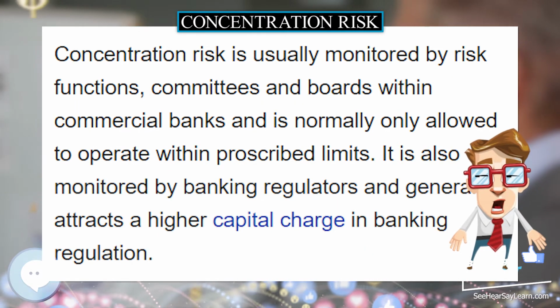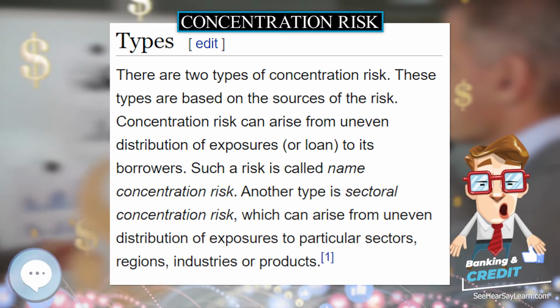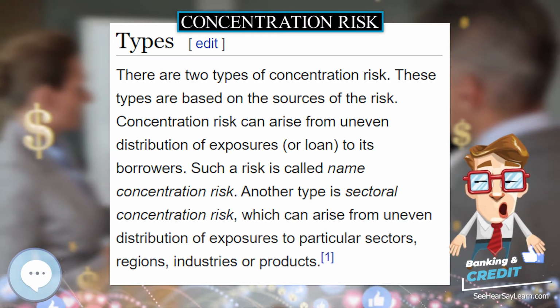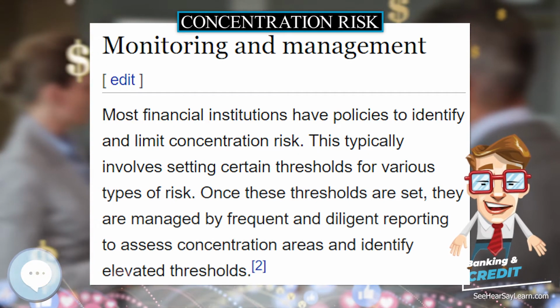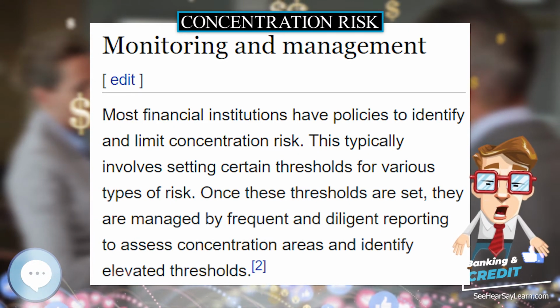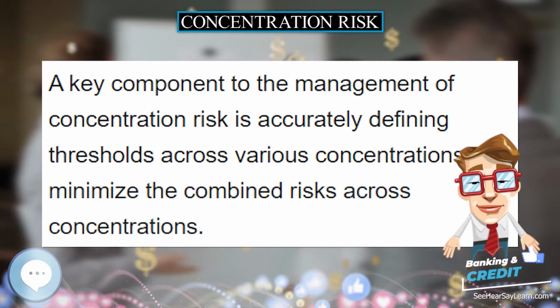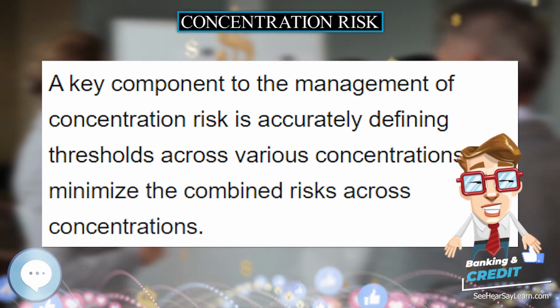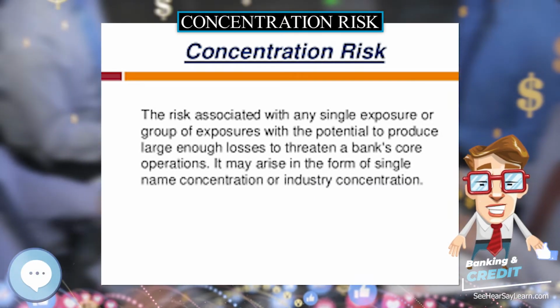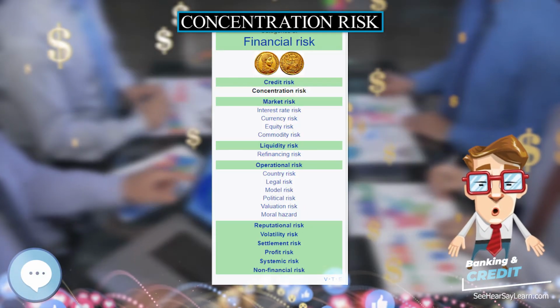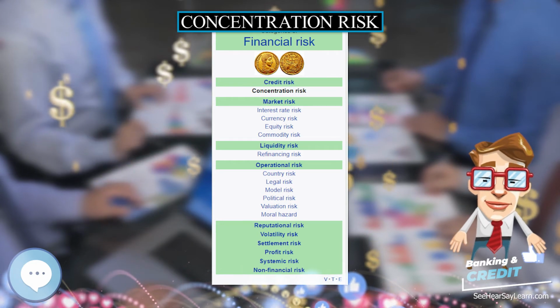Types. There are two types of concentration risk. These types are based on the sources of the risk. Concentration risk can arise from uneven distribution of exposures, or loans, to its borrowers. Such a risk is called name concentration risk. Another type is sectoral concentration risk, which can arise from uneven distribution of exposures to particular sectors, regions, industries or products.